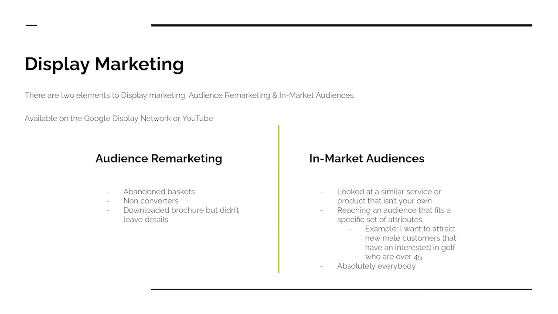You can also reach an audience which fits a specific set of attributes. So if you wanted to attract, the example I've used here is new male customers that have an interest in golf who are over 45, because you sell yachts. So I sell yachts, and I know that I want to target these specific people because I know that that's the people that buy my yachts, for example. Alternatively, you could target absolutely everybody. There's no limit on who you could target. I want everybody to see my brand. I've got limitless money, and everybody needs to think about my brand because I've got such a great product. So just something to throw out there.